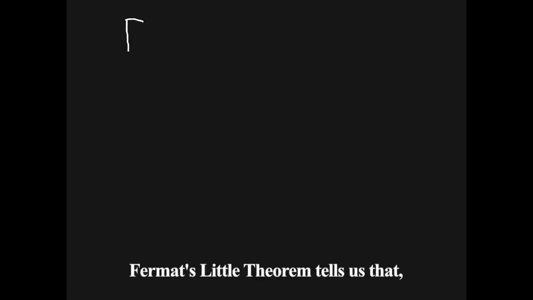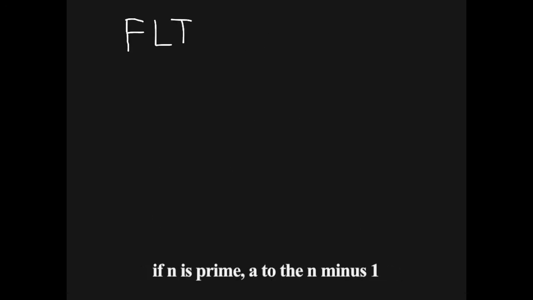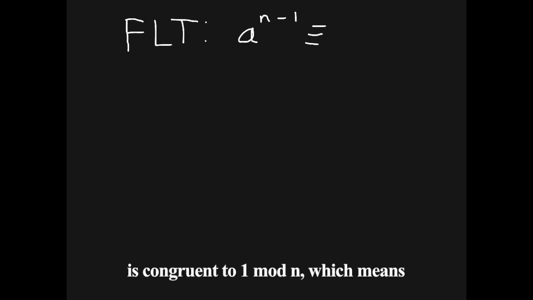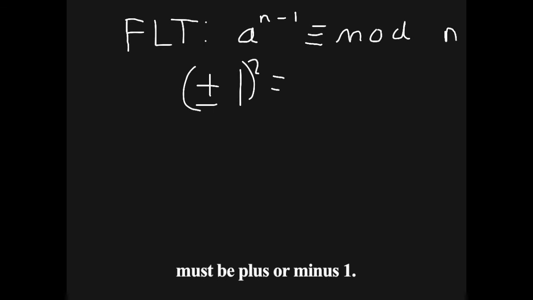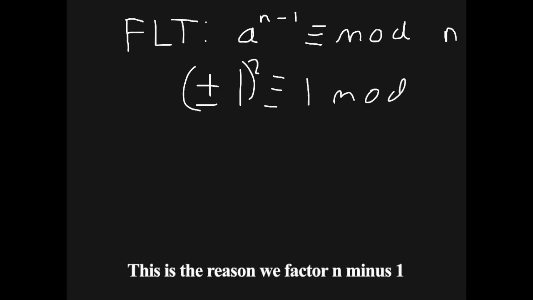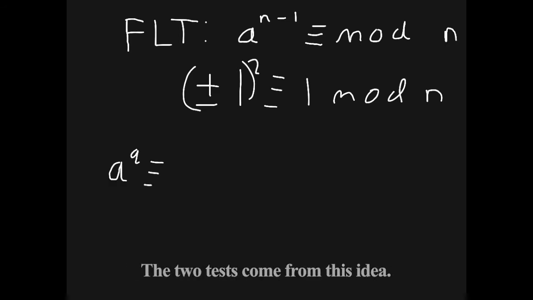Fermat's little theorem tells us that if n is prime, a to the n minus 1 is congruent to 1 mod n, which means that all the square roots of a to the n minus 1 must be plus or minus 1. This is the reason that we factor n minus 1 into an odd integer and 2's. The two tests come from this idea.